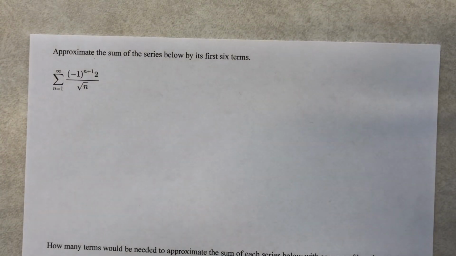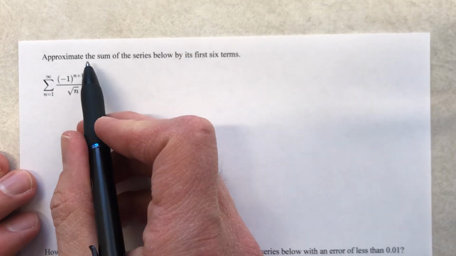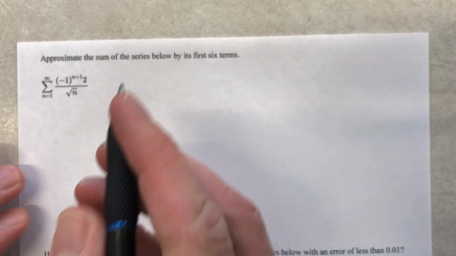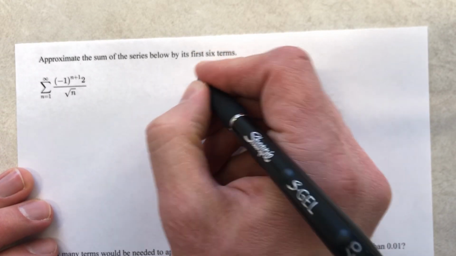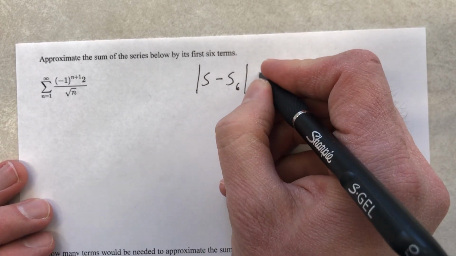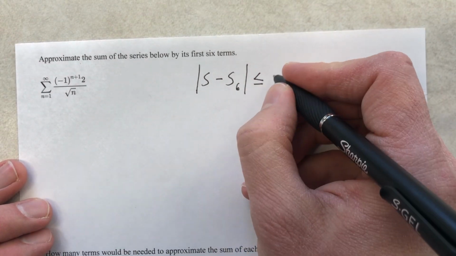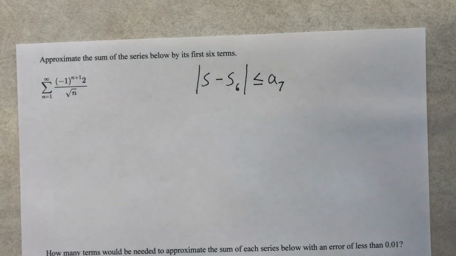Okay, now let's do the actual question. The actual question is one in which we need to approximate the sum of the series below by its first 6 terms. Okay, let's write a formula. Let's use green. No, black. Man, I wanted green. Absolute value of s minus s sub 6 in this case is less than or equal to the 7th term. Okay?